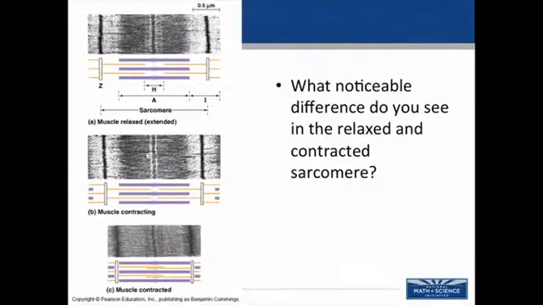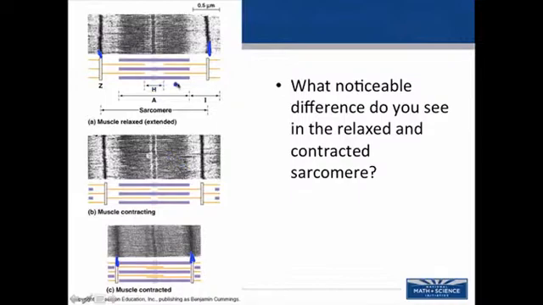So when we look at a muscle contraction, do you notice the difference in the distance between the Z-lines when a muscle is relaxed, as opposed to the distance between the Z-lines when the muscle is contracted. The actual muscle doesn't stretch or expand.